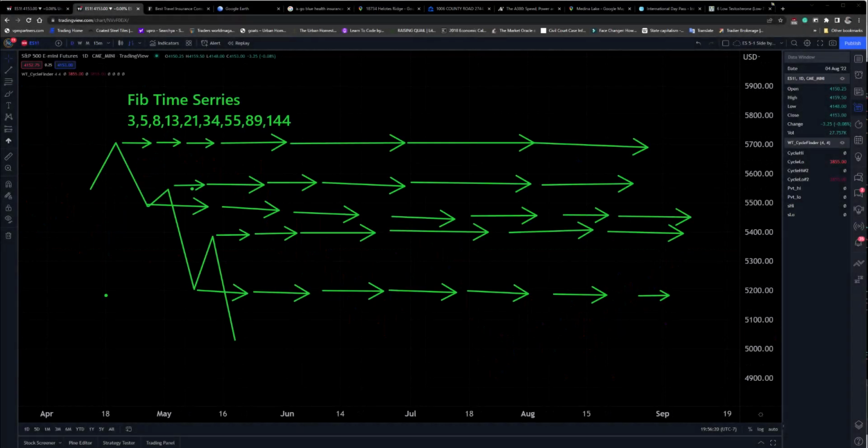Let's discuss the theory of this indicator. What it's doing is projecting out from all the pivot points on the chart this Fibonacci sequence of 3, 5, 8, 13, 21, 34, and so on. It projects out from each pivot point, and then it looks for points where there is a cluster of 3 or more hits on the same bar in the future. So it will mark exactly what's going to happen.